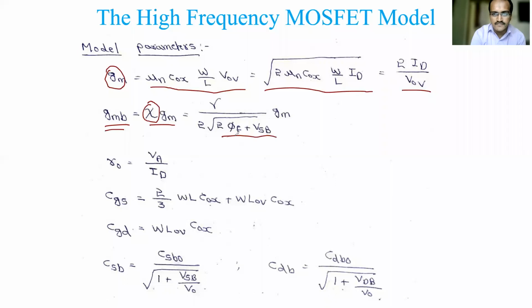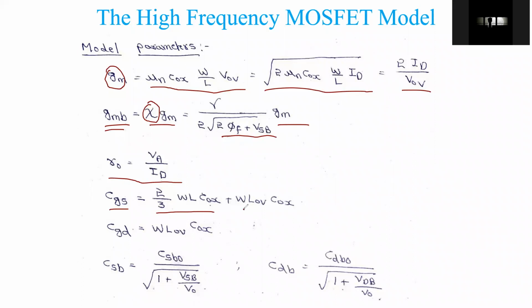If you want to consider this value, I just showed you. Then R0 we have done in the small signal operation, which is given by VA by ID, and we have used it in calculation. Then CGS, we have just now done the calculation. For the saturation region we have considered 2 by 3 W L Cox plus the overlap capacitance, which is W Lov Cox. Then the CGD value is 0 in the case of saturation, but along with this the overlap value is there, so it is W Lov into Cox. In the saturation region, we will consider that.